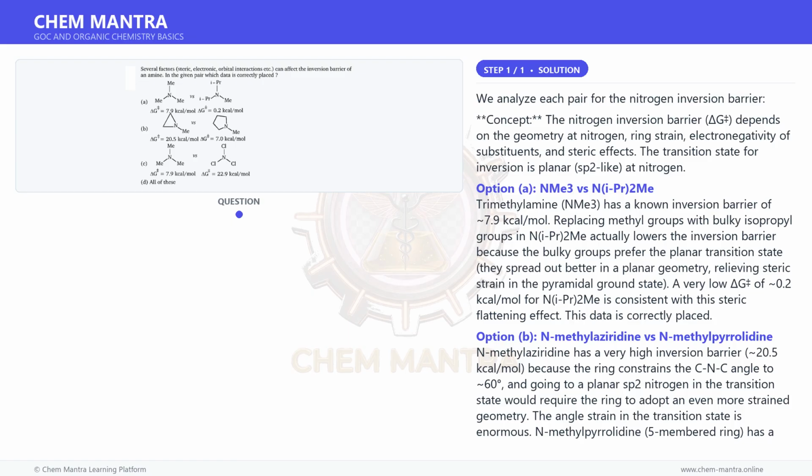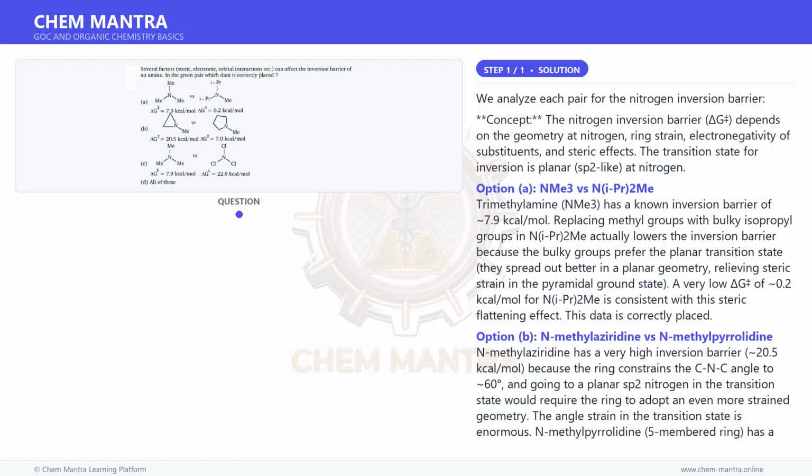The lone pair becomes more s-like in the pyramidal form when electronegative substituents are attached, making the pyramidal form much more stable relative to the planar transition state. This is consistent with the known trend that electronegative substituents raise the inversion barrier. This data is correctly placed.